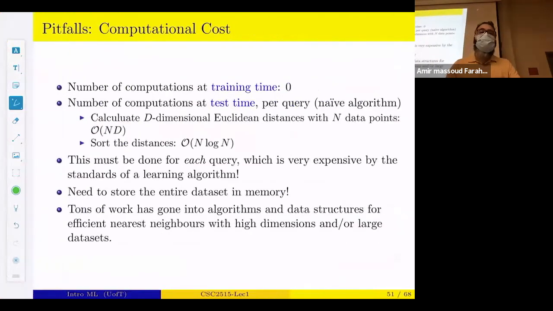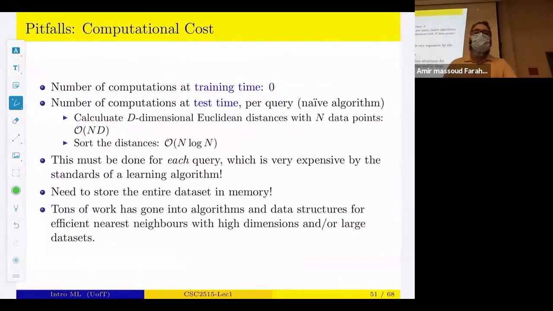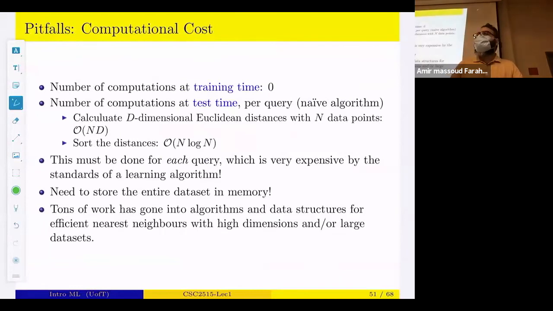Okay, so another comment is about the computational cost. The computational cost at train time is zero because there's no training. You just store the data. But at test time, you have to compute the closest points to your query point. So we need to compute the d-dimensional Euclidean distance with all the n data points that you have in the space. So computation of that is order of n times d.